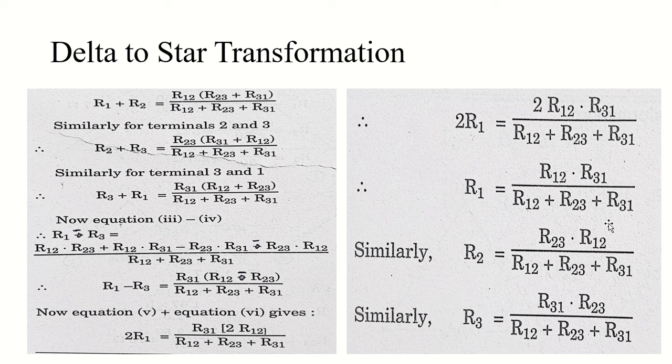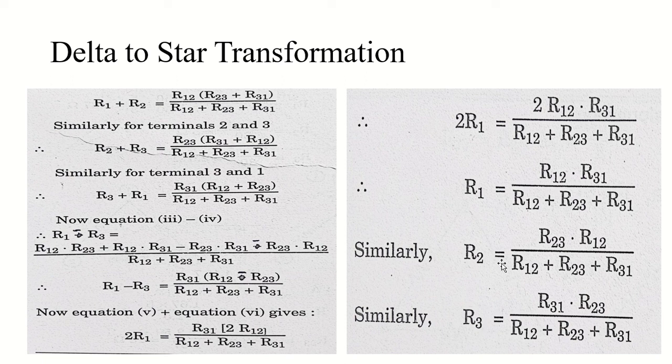Similarly, if you want to find the value of R2, we will simply put this value of R1 into this equation. And when we do this, we will get this value of R2 will be equal to R23 into R12 divided by R12 plus R23 plus R31. And similarly, the value of R3 will be equal to R31 into R23 divided by R12 plus R23 plus R31.